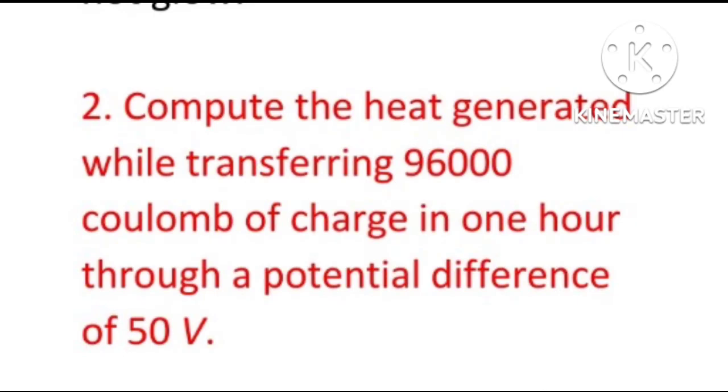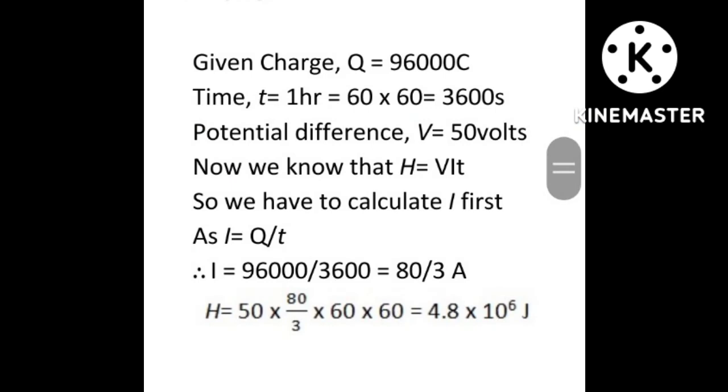Now the second question is, compute the heat generated while transferring 96,000 coulomb of charge in 1 hour through a potential difference of 50 volt. Here we have to calculate the heat generated. The charge is given as 96,000 coulomb, the time is 1 hour and the potential difference is 50 volt. Now we can write down the given quantities, that is Q equal to 96,000 coulomb and T is given as 1 hour, that we have to convert into seconds, that will be equal to 60 into 60, that is 3600 seconds, and the potential difference V is given as 50 volts.